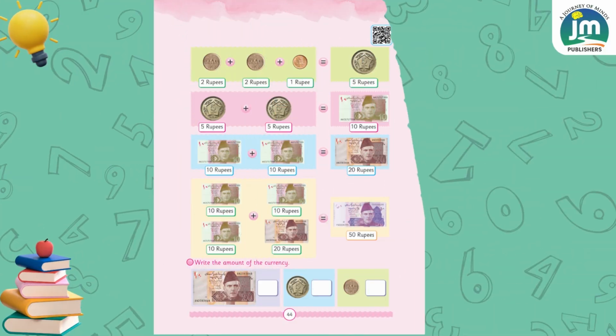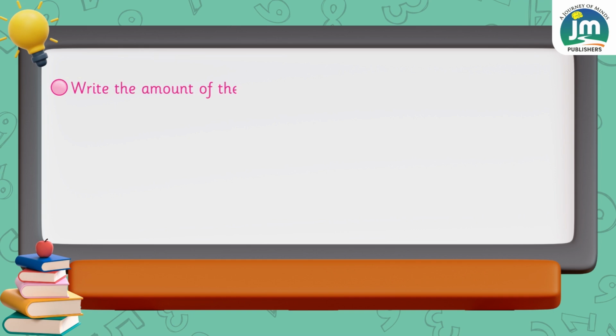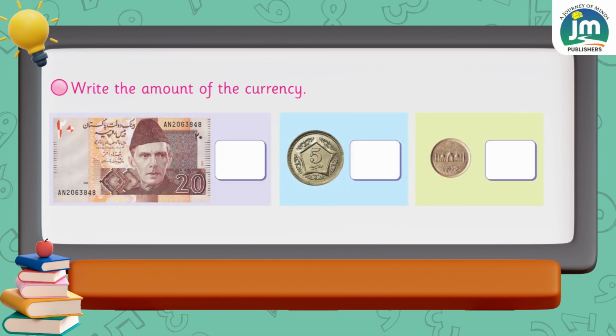Look at the second activity on page number 4. Write the amount of the currency. First one is 20 rupees. So write the number 20.